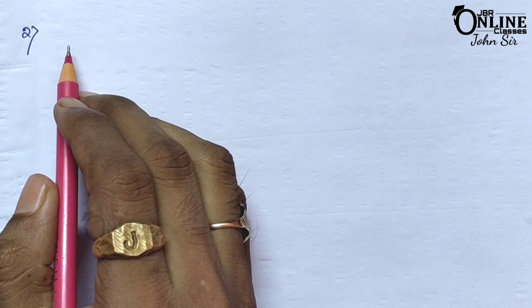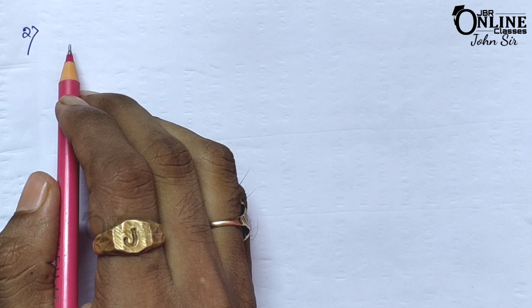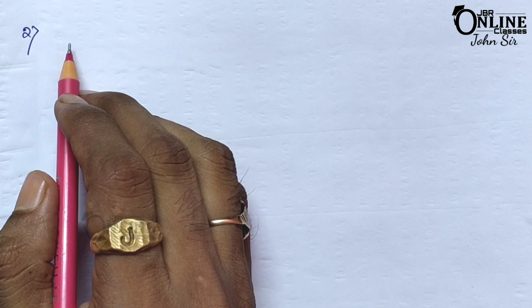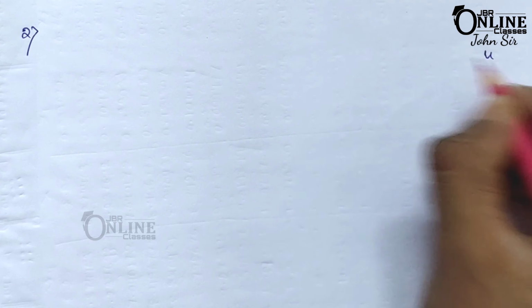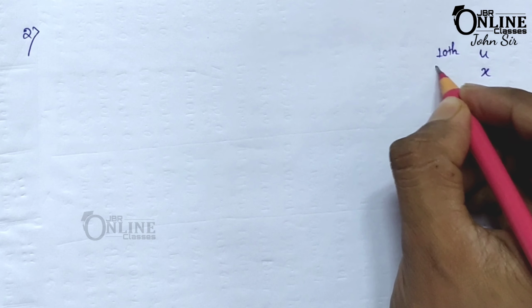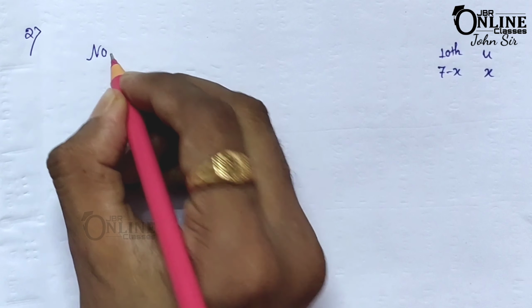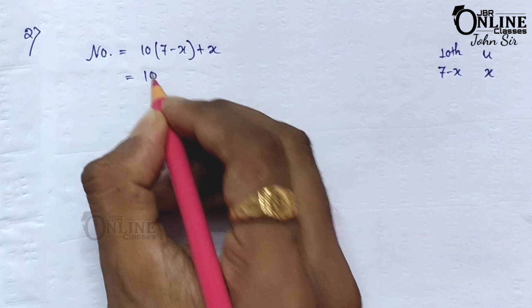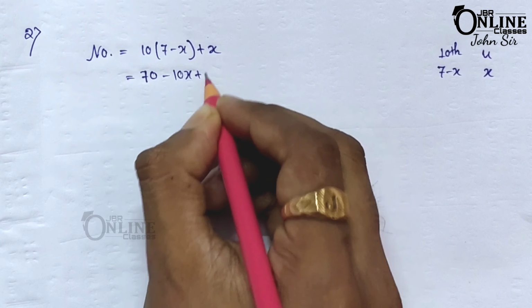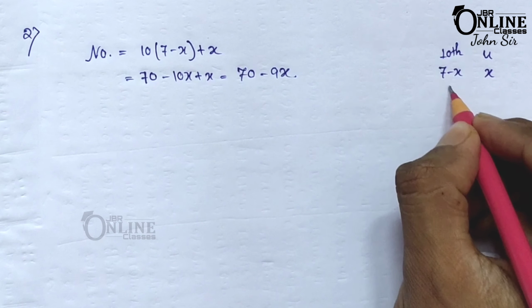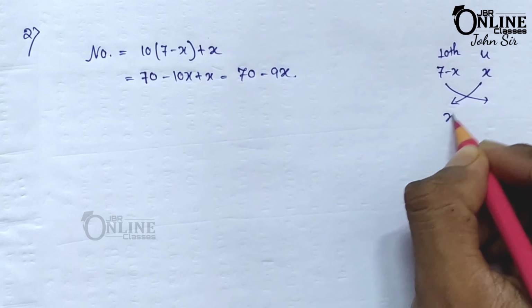Now sum number 2. The sum of the digits of a two-digit number is 7. If the digits are reversed, the new number increased by 3 is less than 4 times the original number. So same as the previous one, here this one equals x and the addition equals 7, so this one equals 7 minus x. So the original number will be 10 into (7 minus x) plus x. So 70 minus 10x plus x, so 70 minus 9x.